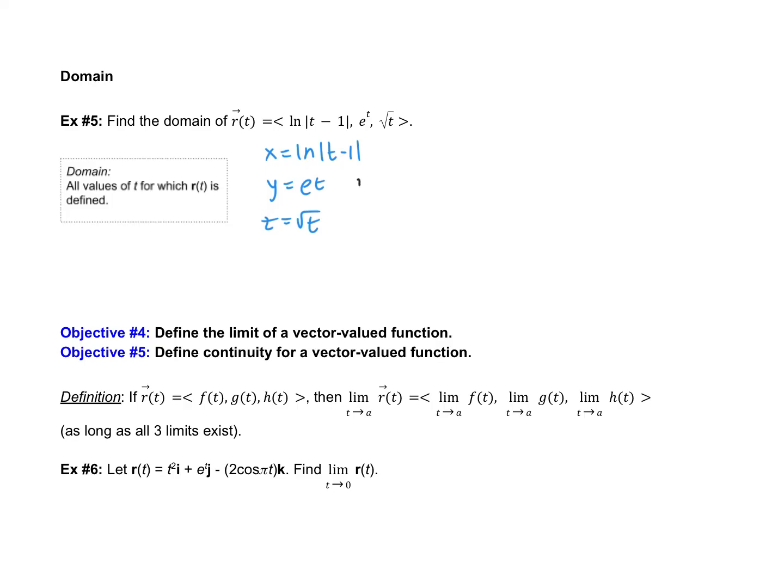Probably a better way to write this is t is an element of all real numbers. For z, t is going to have to be greater than or equal to 0 because we're not going to take the square root of negative numbers.